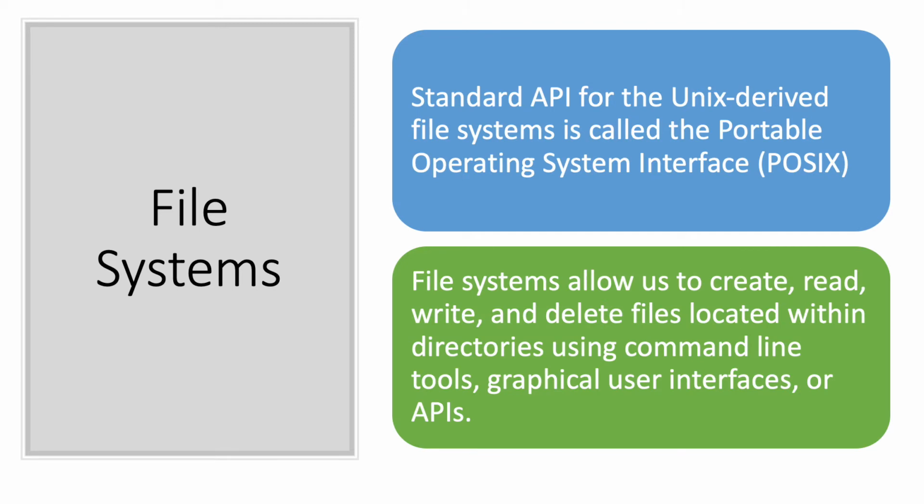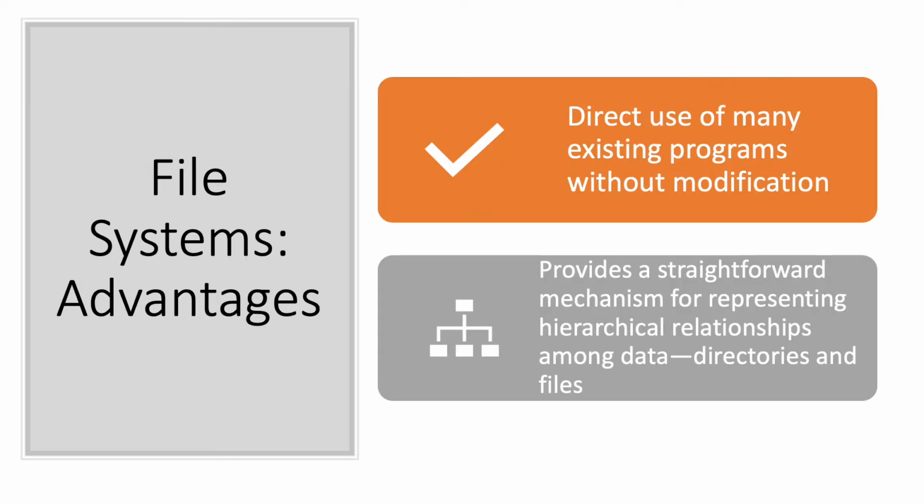File systems. So this is no different than the file systems that you're used to. The standard API is POSIX for Unix-derived file systems. You can create, read, write, delete files. You have a directory structure. There's usually command line tools, graphical user interfaces, APIs, all sorts of tools have been developed for file systems, and you're all familiar with them.